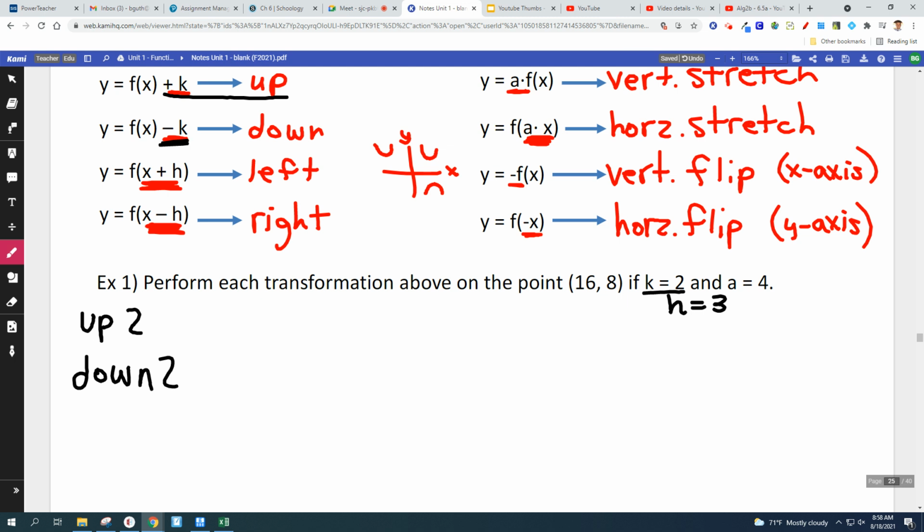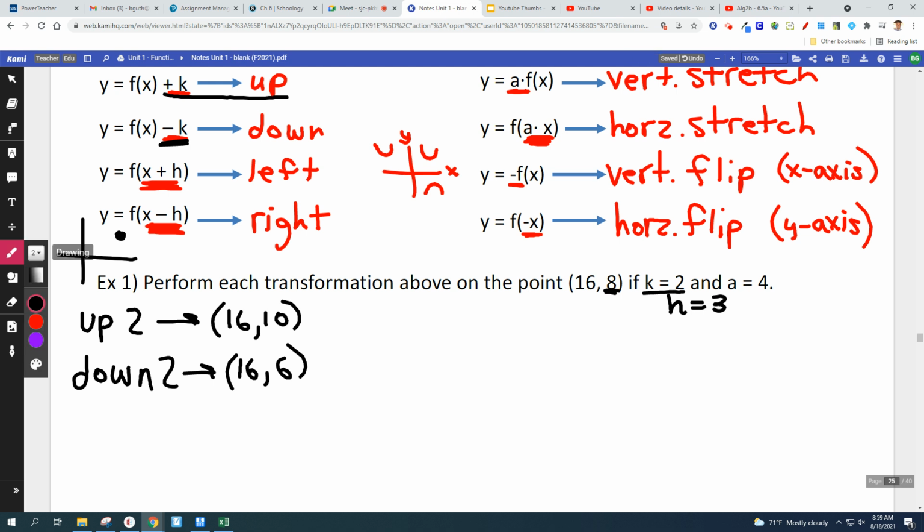So if you look at the point (16, 8), what controls going up or down is this y number. So if you just visualize where that point is, you go over 16, you go up 8, there's some point right there. If I go up 2, now those coordinates are (16, 10). We just added 2. If I go down 2, now those coordinates are (16, 6). Easy enough.